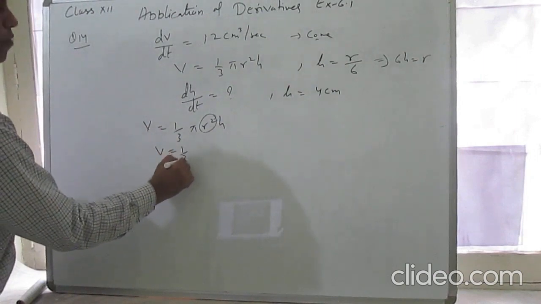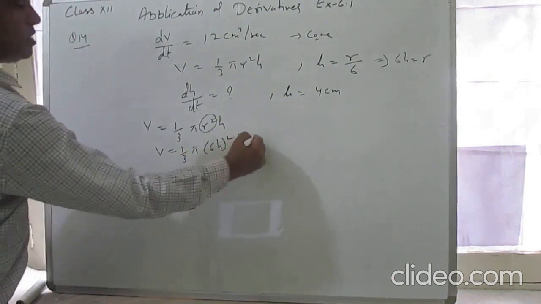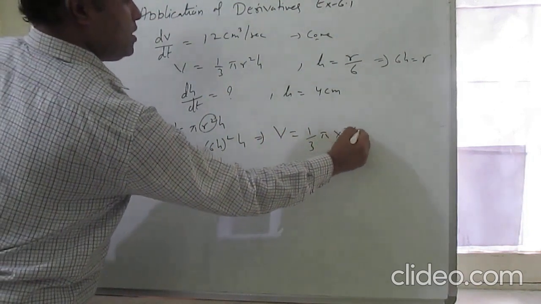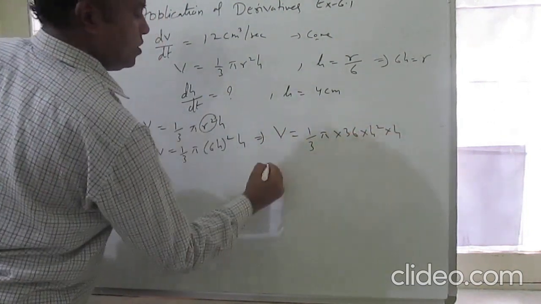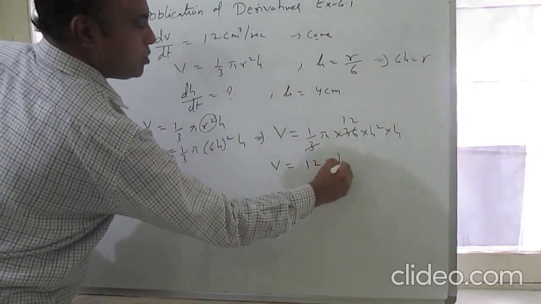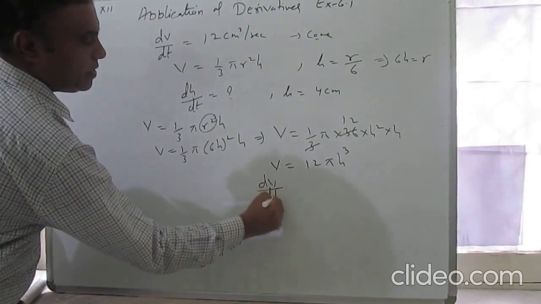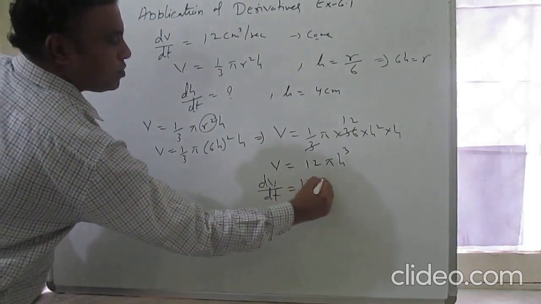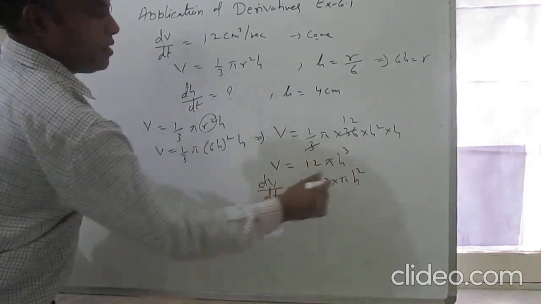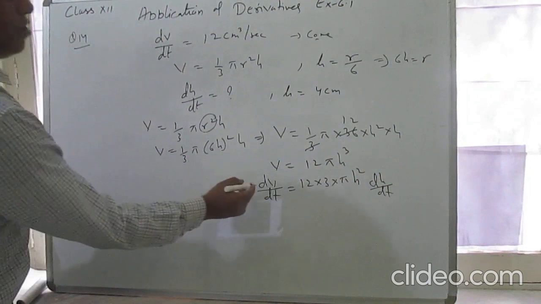v is equal to 1 upon 3 pi. Instead of r you can write (6h) whole square h. This gives you v is equal to 1 upon 3 pi, 6 6s are 36 h square into h. So v is equal to, this will cut, 12 pi h cube. Now differentiate with respect to t. dv by dt is equal to 12 into 3 into pi h square, 3h square into dh by dt.